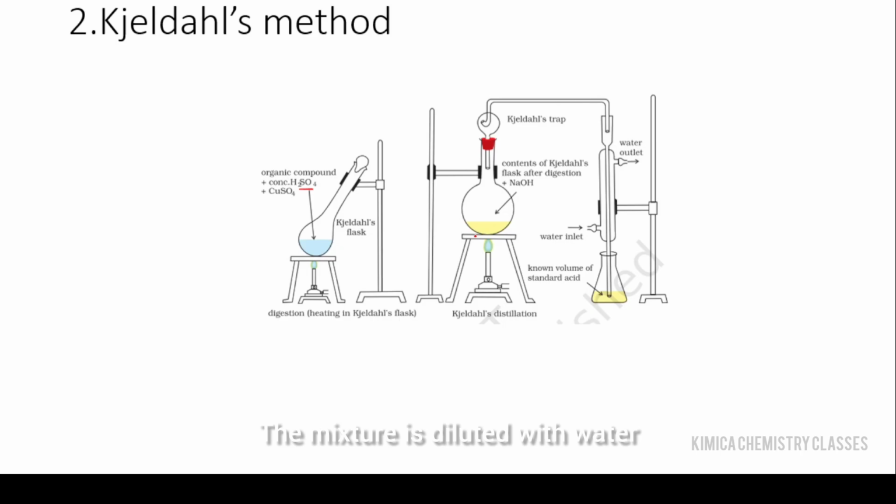The mixture is diluted with water and excess caustic soda solution, that is 40% soda, is added, and the flask is then connected to the Liebig condenser through the Kjeldahl trap. This is the Kjeldahl trap. The lower end of the condenser is dipped in a known volume of standard acid taken in a conical flask. This is the known volume of standard acid, and the flask is then heated and the evolved ammonia gas is absorbed in the acid solution. This is all about the Kjeldahl method, how it operates and how we can calculate.